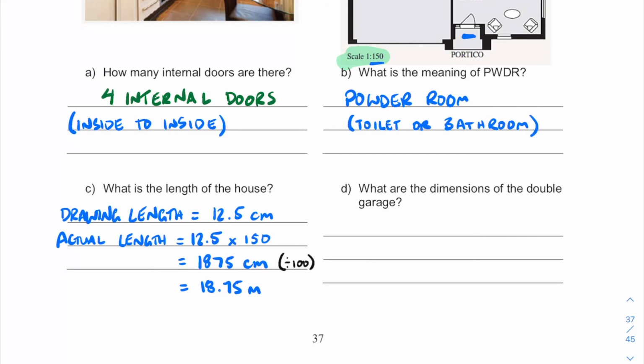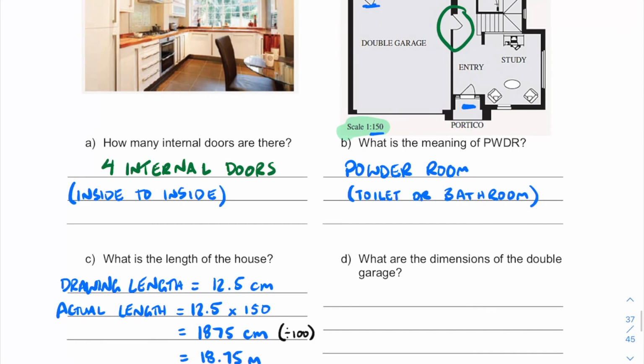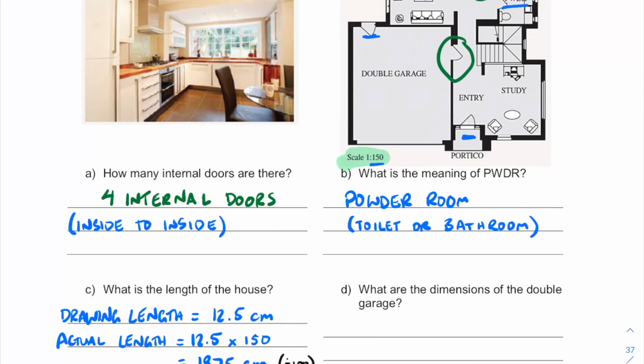Now, question D, this is our last part of our example here. We are looking for the dimensions of the double garage. So let's have a look at our double garage. We'll just grab a new color. Oh, we might use pinky. So we're looking for the dimensions of the double garage. So obviously here's our double garage, and we're looking for this width here. And we're looking for this length here. Okay, we're looking for those two distances.